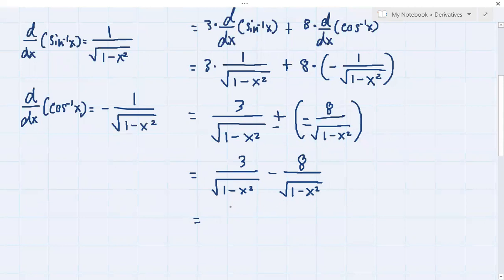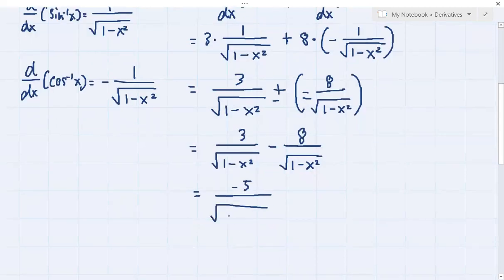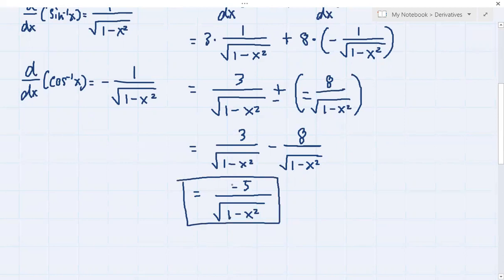So 3 minus 8 magiging negative 5 all over the square root of 1 minus x squared. So that is now our final answer. You can bring down the negative sign sa gilid. Wala namang problema dyan. The answer is still correct. Alright? So yun na yun. Okay? That's how you basically get the answer.